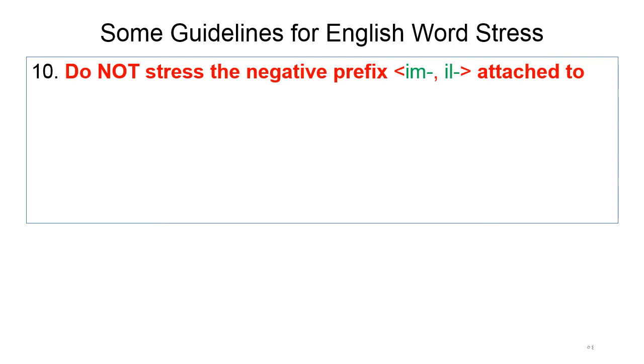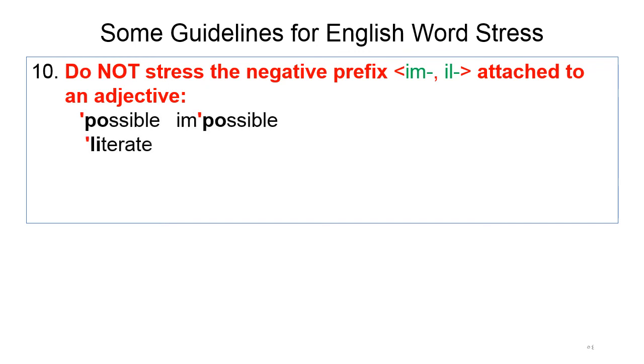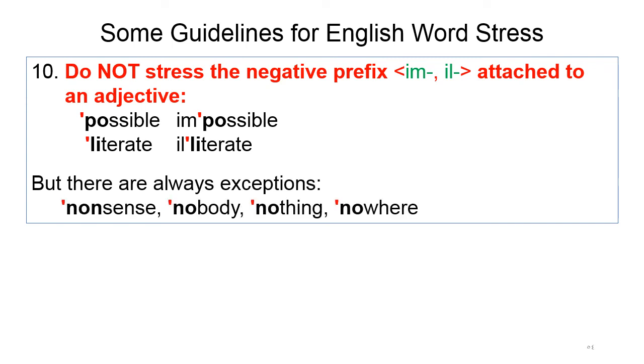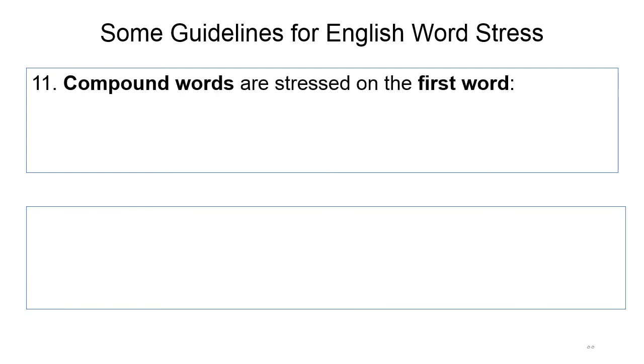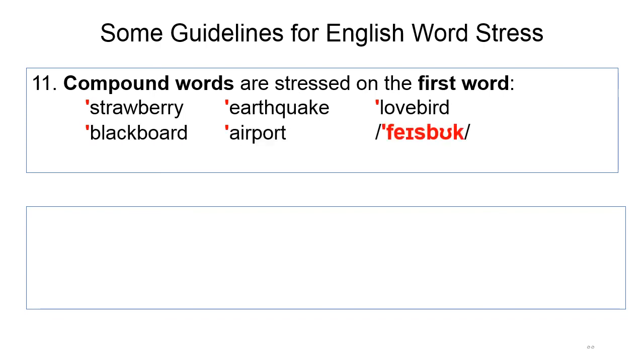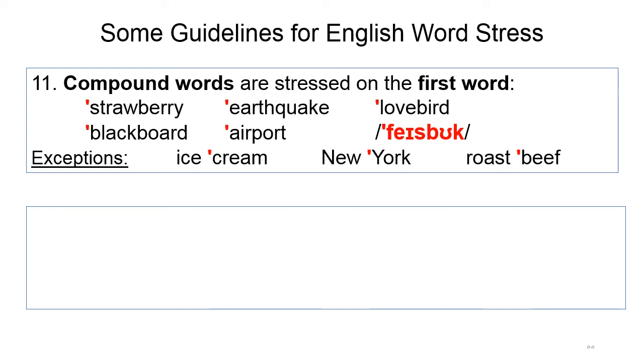Negative prefixes attached to adjectives, for example, im or il, are not stressed: possible, impossible; literate, illiterate. Exception: nonsense, nobody, nothing, nowhere are stressed on the prefix. Compound words are usually stressed on the first word: strawberry, earthquake, lovebird, blackboard, airport, Facebook. Exceptions: ice cream, New York, roast beef.